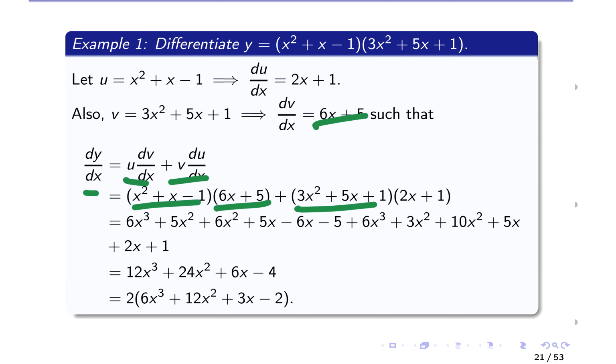So the next thing to do is to expand, multiply things out. So you have x squared times 6x, that's 6x cubed. x squared times 5, that's 5x squared. And then you have x times 6x, that's 6x squared. x times 5, 5x. Minus 1 times 6x, minus 6x. Minus 1 times 5, that's minus 5. And then the next thing is 3x squared times 2x, that is 6x cubed. 3x squared times 1, that's 3x squared. 5x times 2x, 10x squared. 5x times 1, 5x. Then you have 1 times 2x, 2x. 1 times 1, you have this 1. So things are getting tidier.